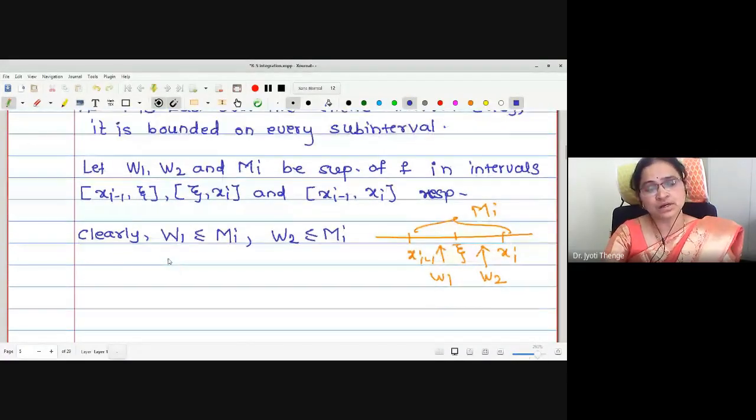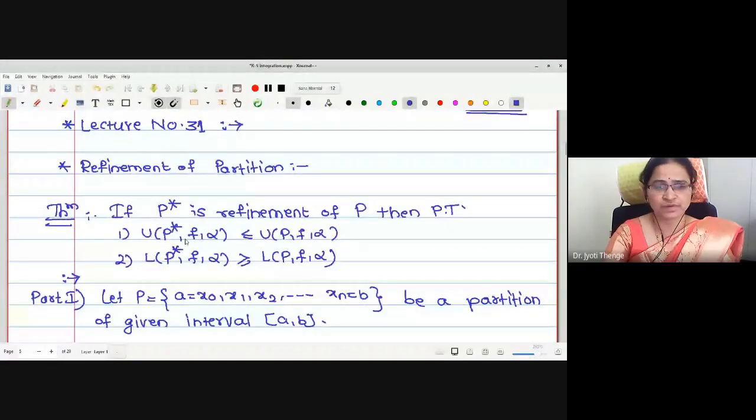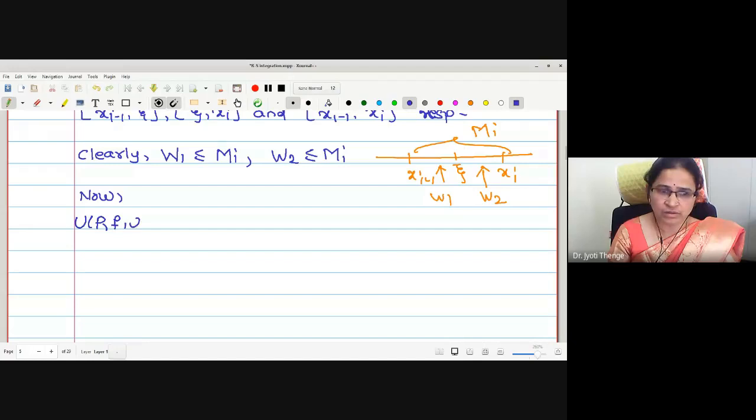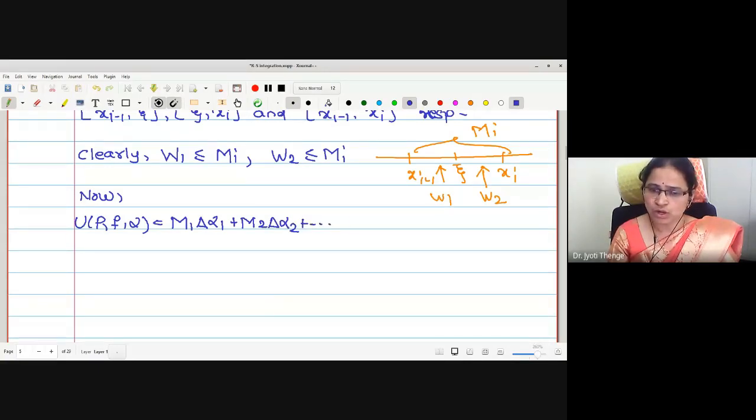Now, in order to prove this result, UP star F alpha less than or equal to UP F alpha, we will consider the difference UP star F alpha minus UP F alpha, and we will prove that the difference is less than or equal to 0. The difference is non-positive. For this, I have to write both the values of upper sums. What is UP F alpha? Let me write it. M1 delta alpha 1, M2 delta alpha 2, and so on. Somewhere here is my ith subinterval, say Mi delta alpha i, and continue. The last one will be Mn delta alpha n.